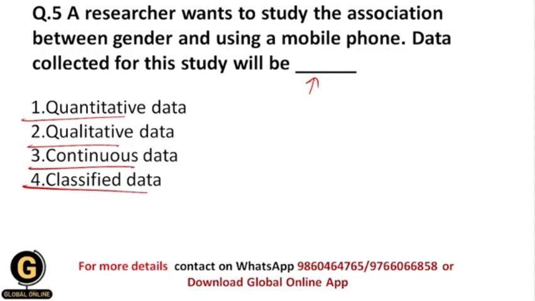Okay, and over here the researcher will collect the qualitative data, because the researcher wants to understand exactly the association between gender and using a mobile phone, right? And that's why he will collect the qualitative data, which includes lots of experiences and behaviors of each gender towards the mobile phone. Okay, so only quantitative data is not sufficient to study the whole thing, and that's why the researcher will collect mainly the qualitative data. Okay, and that's why your correct answer should be 2.